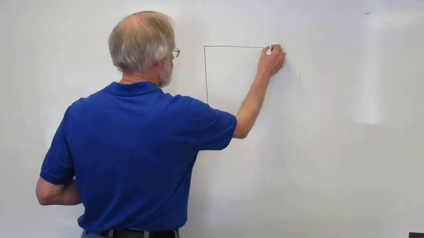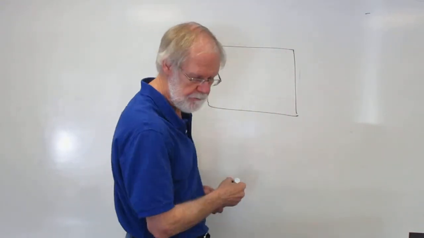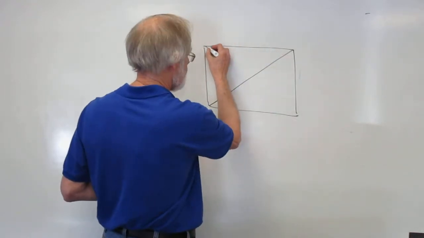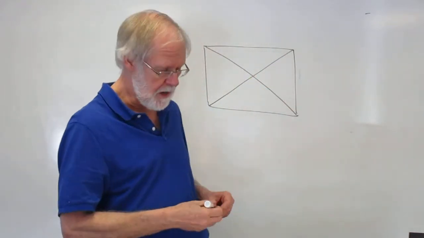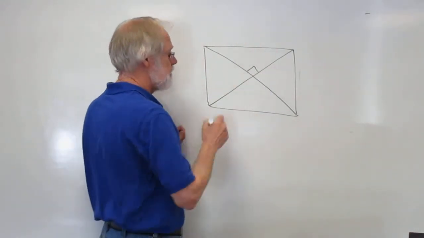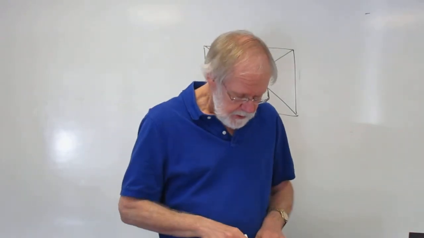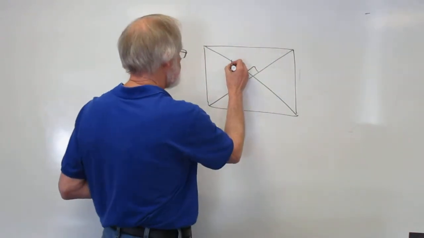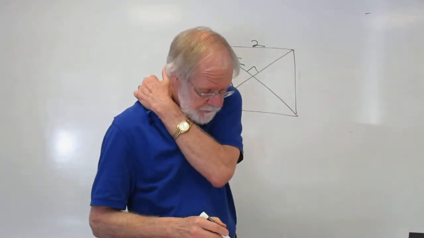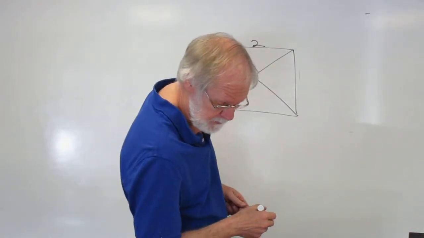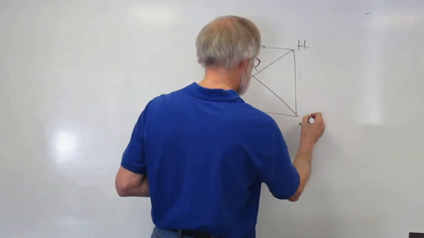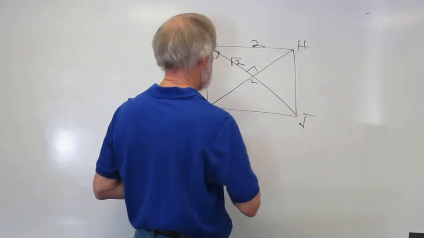One of them looked like this. It was a square, and the diagonals intersected like this. And if it's a square, by the way, a square is a rhombus, so the diagonals must be perpendicular. Now, you were given that this is the square root of 2 and that this is 2. And you were asked to find, let's label these, G, H, J, K, and in the middle is point L.